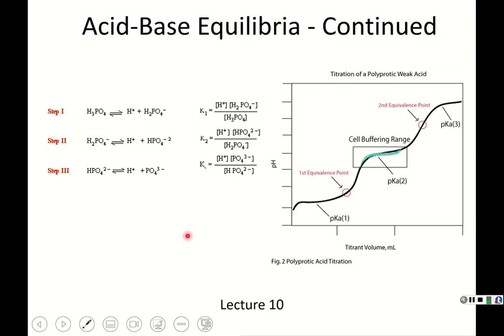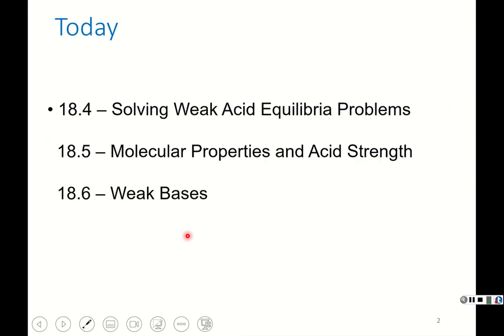Right. This is the 10th lecture in our course, and we're going to be continuing on with acid-base equilibria in this lecture. Specifically, we're going to be covering material from sections 4, 5, and 6 of chapter 18.